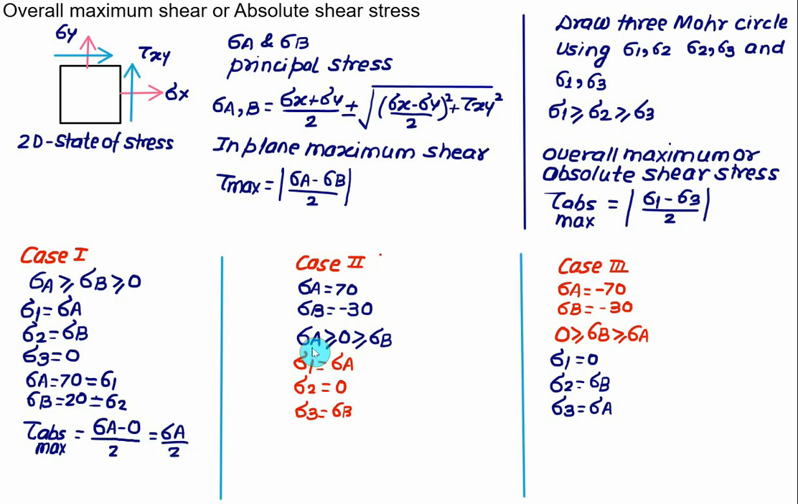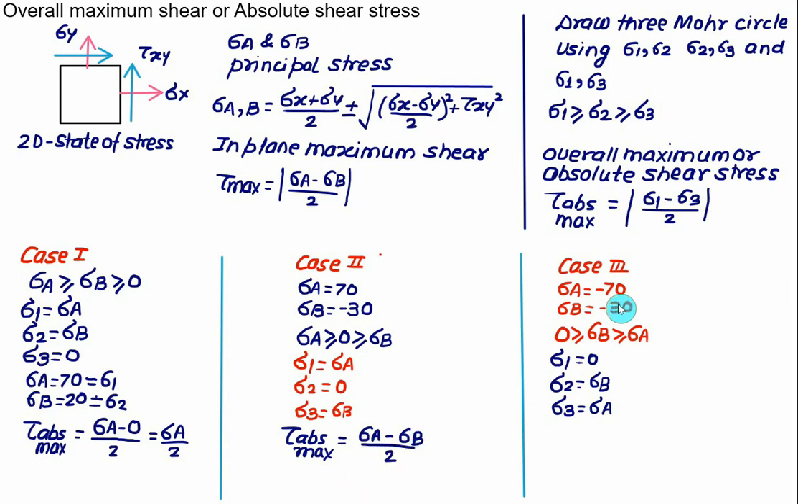In the second case, sigma A is greater than 0, that is positive, and sigma B is less than 0, meaning negative. In that case, again we have to use the same equation. Sigma A is the highest value, so sigma 1 will be equal to sigma A, the lowest value is sigma B, and between the positive and negative, the one value you have to take is always equal to 0. So sigma 2 will be assigned equal to 0, and sigma 3 will be equal to sigma B. In this case, the overall maximum or absolute shear stress, tau absolute maximum, will be equal to (sigma 1 minus sigma 3) divided by 2, that is (sigma A minus sigma B) divided by 2.